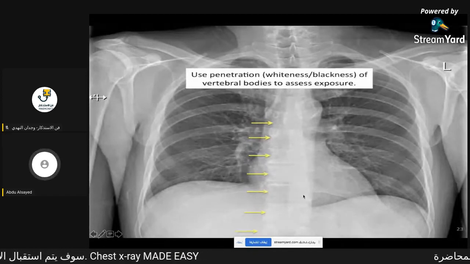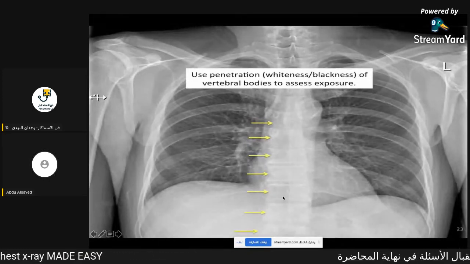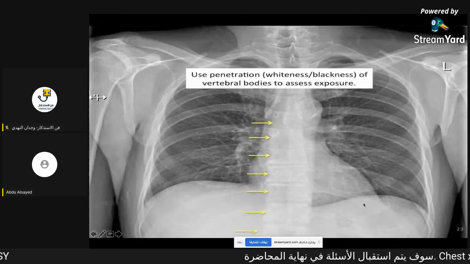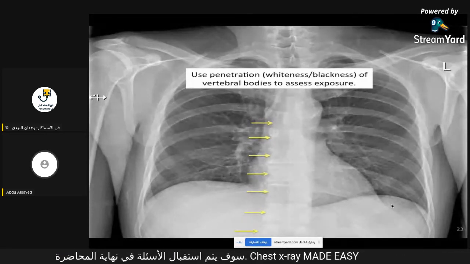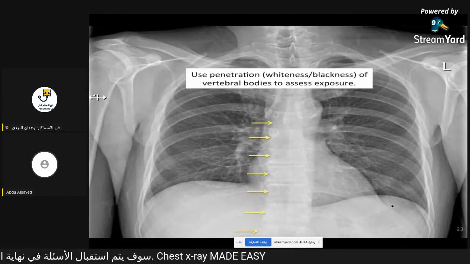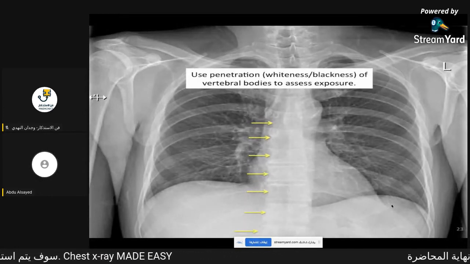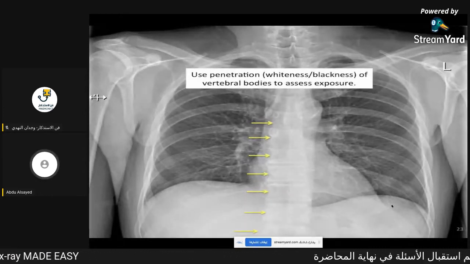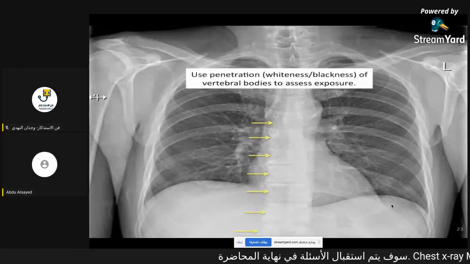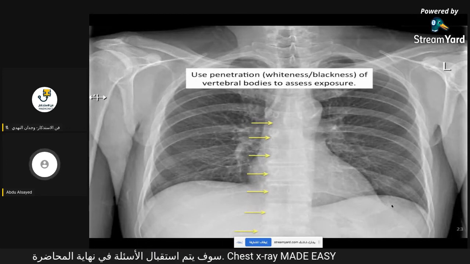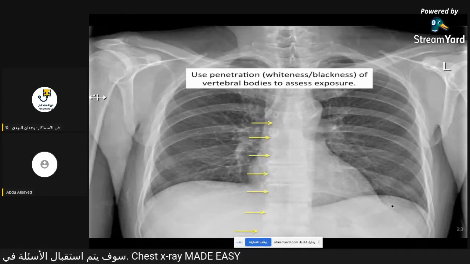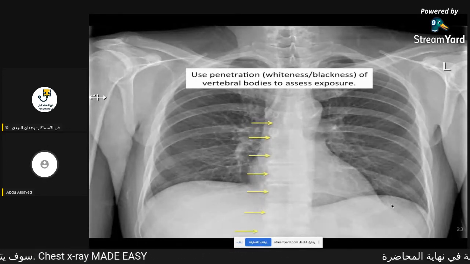We don't want it to be that clear to assess the vertebral body. No, this we can assess on the vertebral or thoracolumbar X-ray, but we can accept just the whole bar to appear a little bit on the chest X-ray.